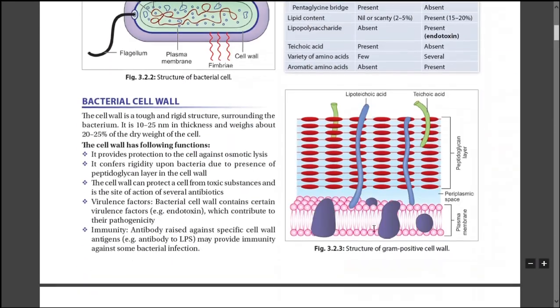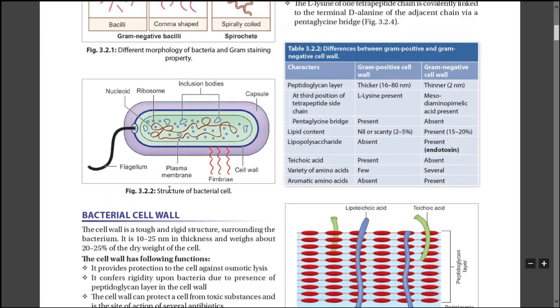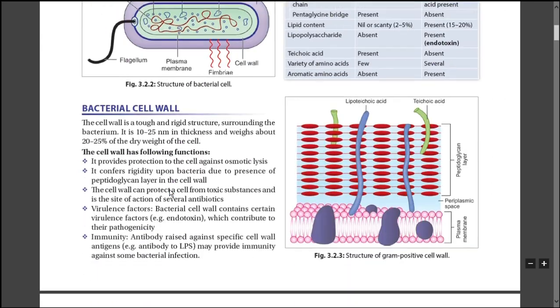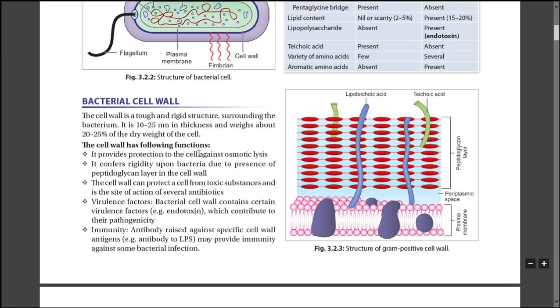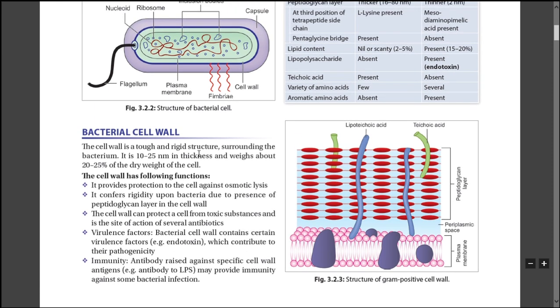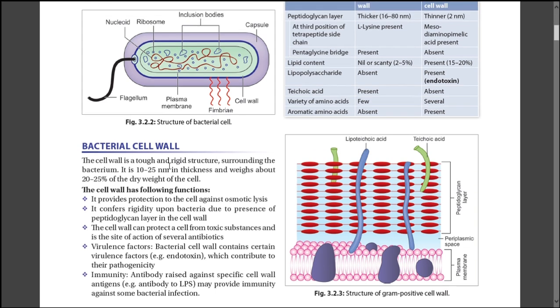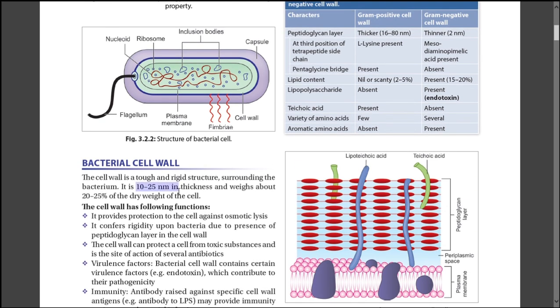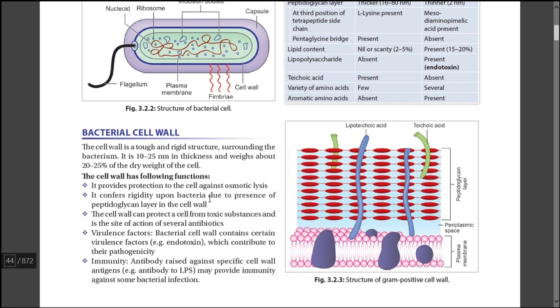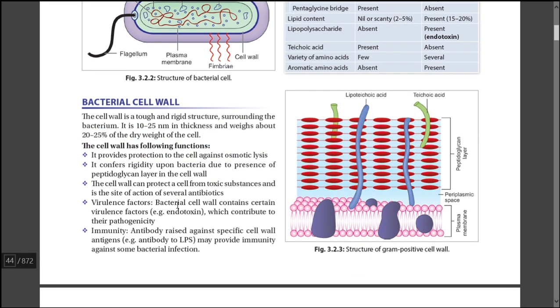First let us see about the bacterial cell wall, properties of the bacterial cell wall. The bacterial cell wall is a tough and rigid structure which protects the bacteria. It is around 10 to 25 nanometer in thickness and weighs about 20 to 25% of dry weight. Let us see the functions of the cell wall. The cell wall provides protection, as I said earlier.